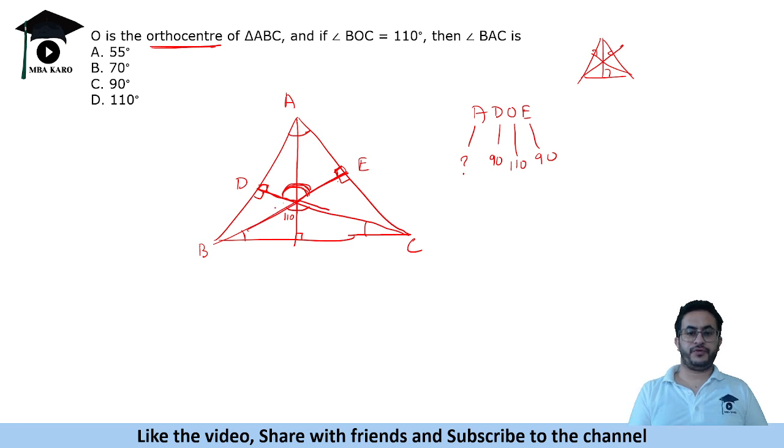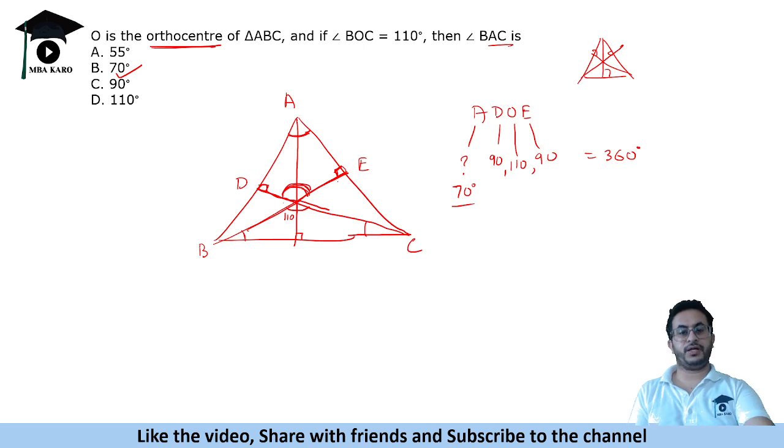So we have figured out three of the angles, and we know in a quadrilateral the sum of angles is 360 degrees. So angle A will be 70 degrees. So angle BAC is 70 degrees. We have a quadrilateral in which two of the angles are 90 degrees, the third angle is 110 degrees, so the fourth angle has to be 70 degrees to make it total 360.